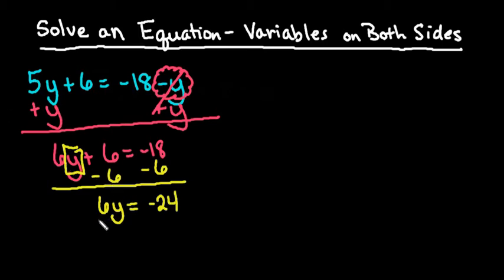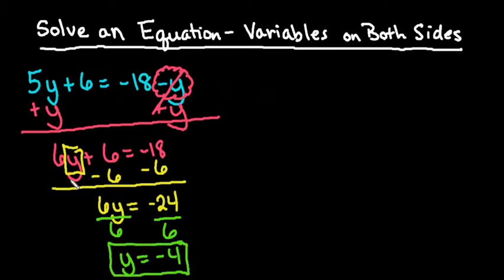And then the opposite of multiplying is dividing. So the last step would be to divide both sides by 6, and y ends up being negative 4. So this is my final answer after I have moved all of my variables.